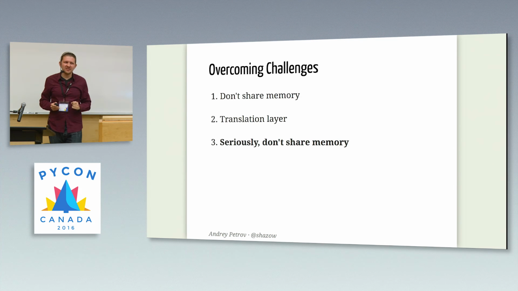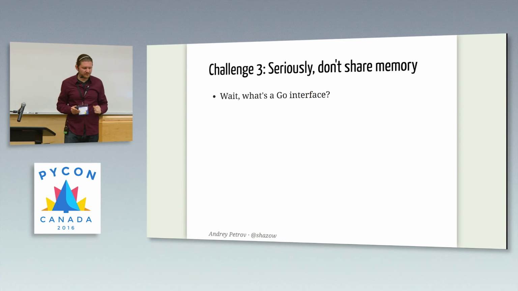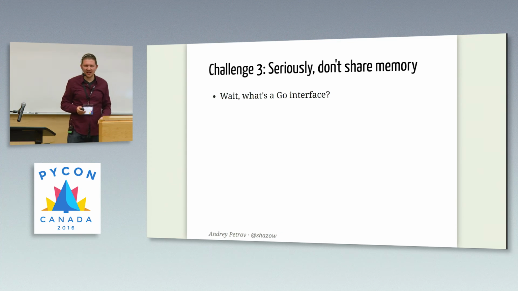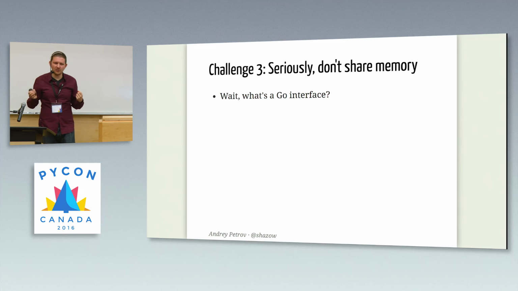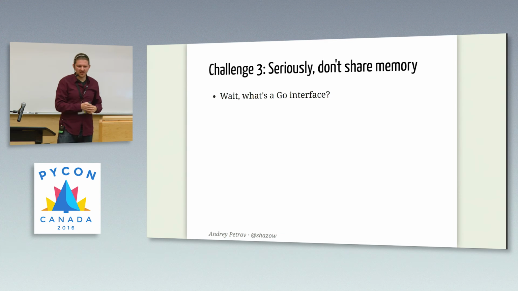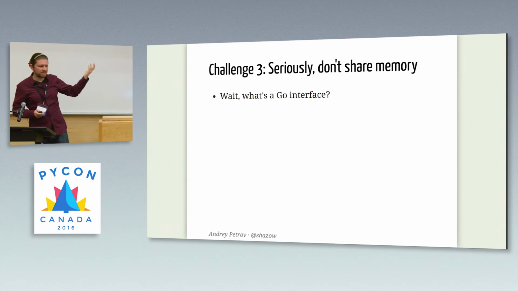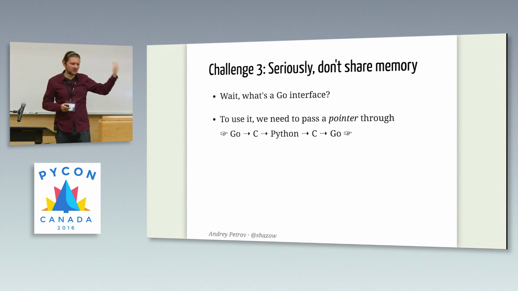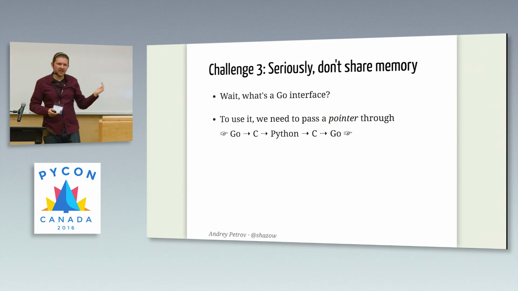But then the last thing is, if you know what interfaces are, they're actually pointers that have some extra information on them that basically tells you what methods are on them. And we can't share memory, right? So in order to make this work, we have to pass in a response writer from Go into C into Python into C into Go. And we can't do that.